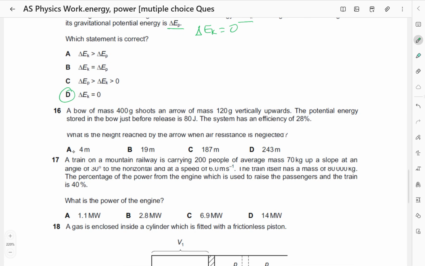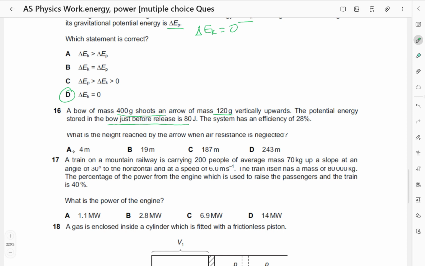A ball of mass 400 grams shoots an arrow of mass 120 grams vertically upwards. The potential energy stored in the ball just before release is 80 joules. The system has an efficiency of 28%. What is the height reached by the arrow when air resistance is neglected?